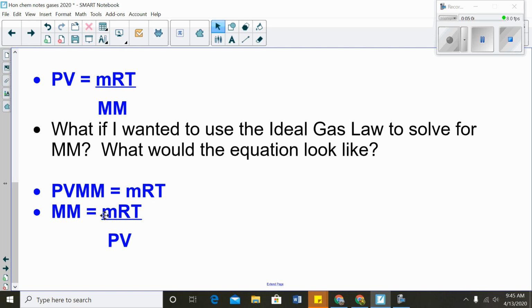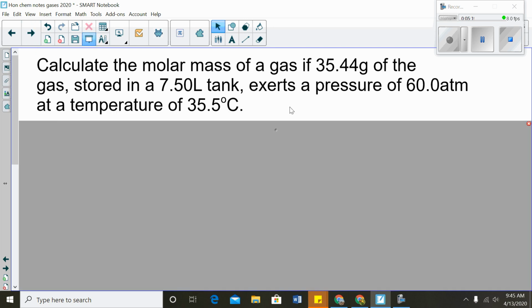So molar mass is equal to M for mass, R is the gas constant, T is temperature, over P for pressure, and V for volume. So let's practice one example now using this.